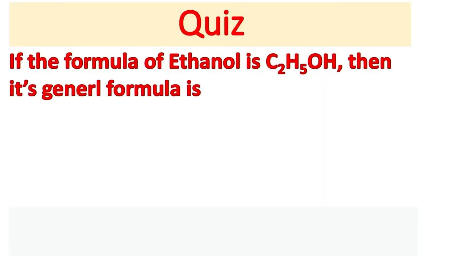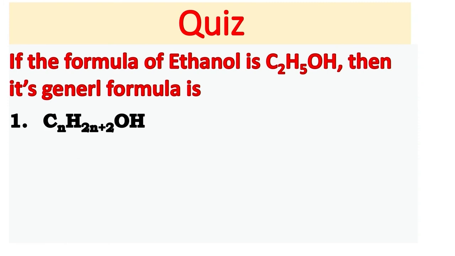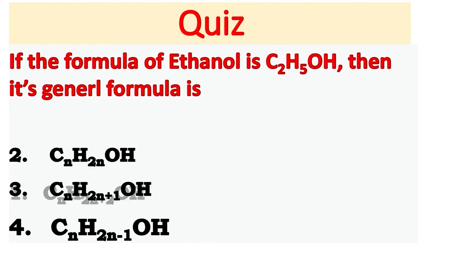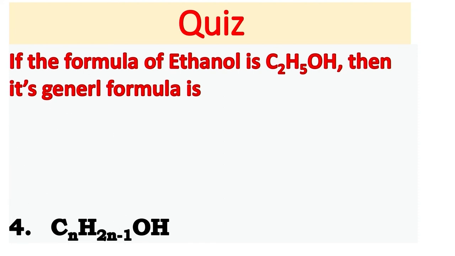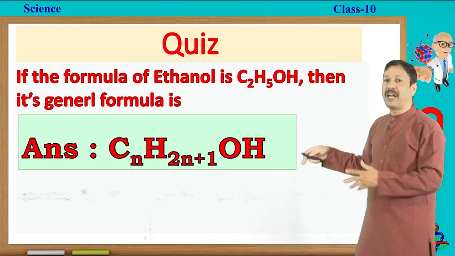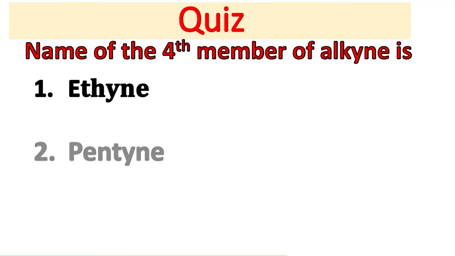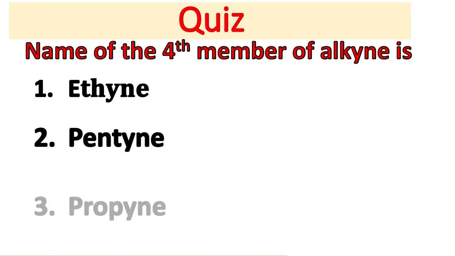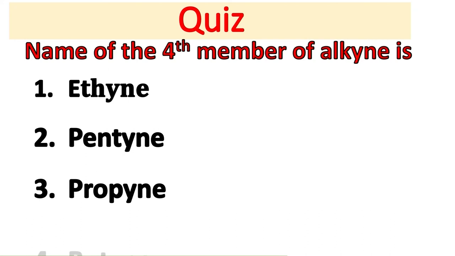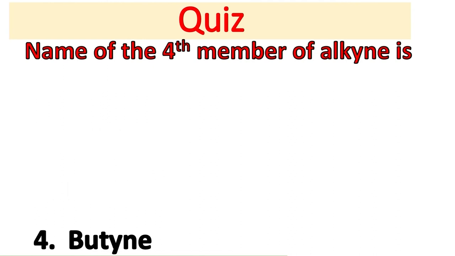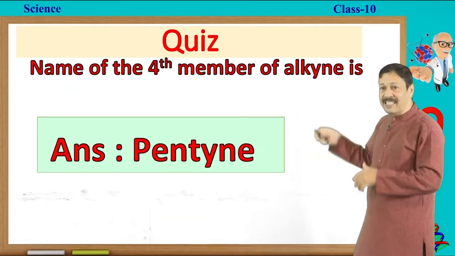Next question: if the formula of ethanol is C2H5OH, then its general formula is CnH2n+2OH, CnH2nOH, CnH2n+1OH, or CnH2n-1OH. What is the answer? The answer is CnH2n+1OH. The next question: name the fourth member of alkyne. Remember, fourth member of alkyne: ethyne, pentyne, propyne or butyne. What's the answer? The answer is fourth member, that is pentyne.